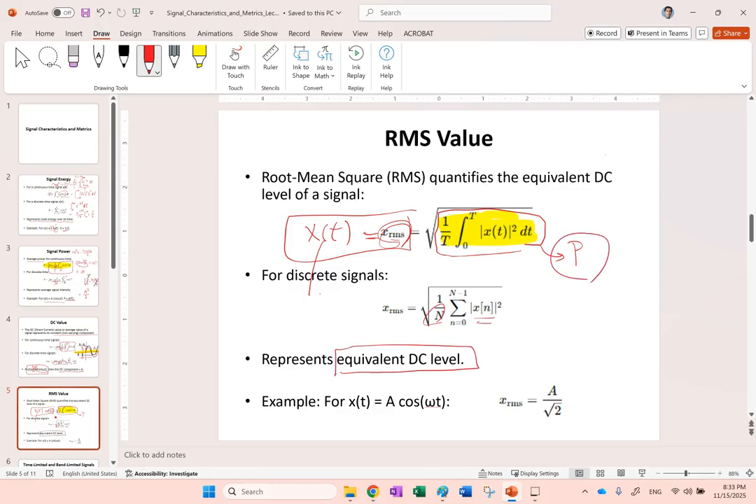Equivalent in what? In power. So it's not the DC value, it's an equivalent DC value such that the x RMS signal has the same power as the original one.